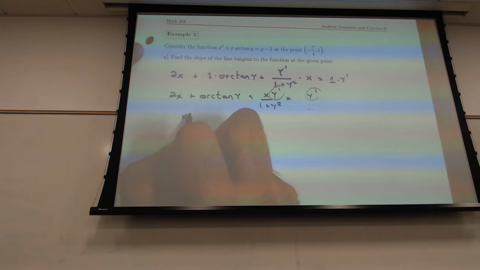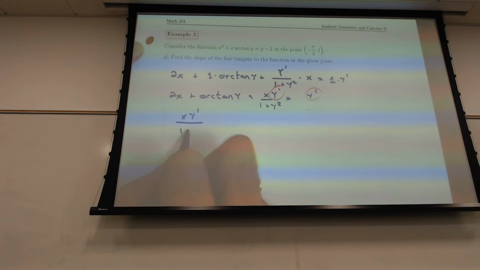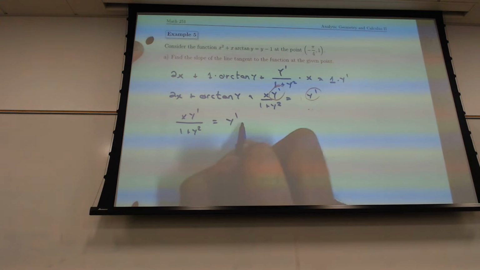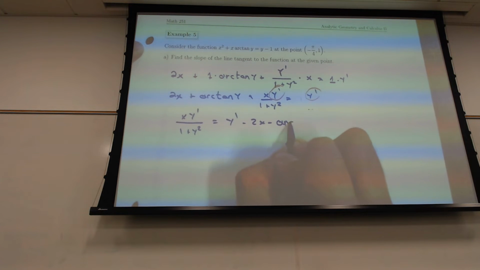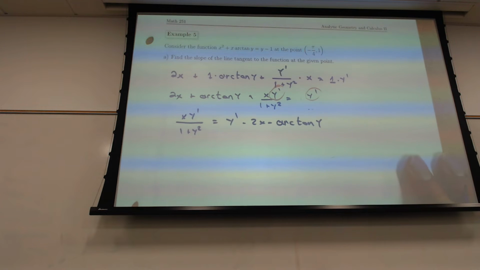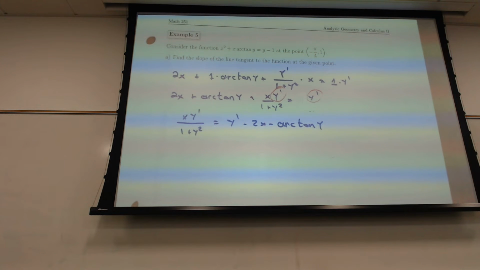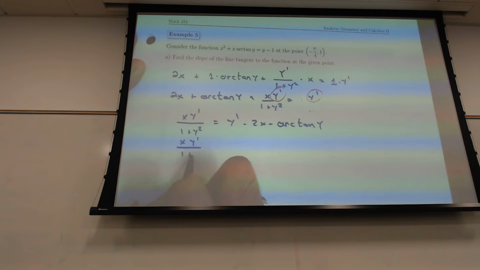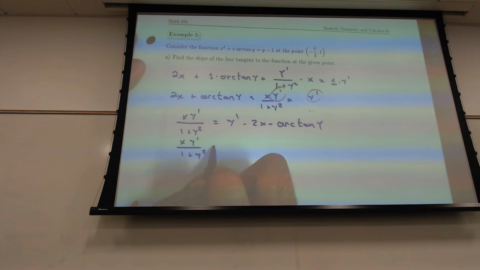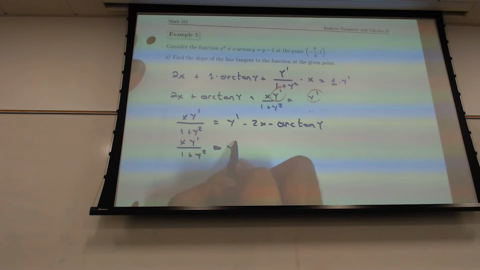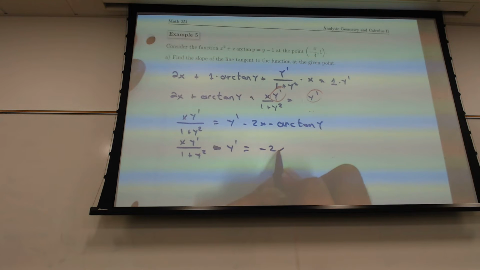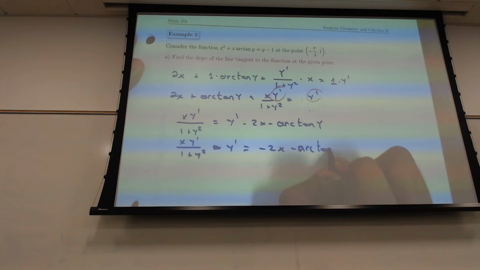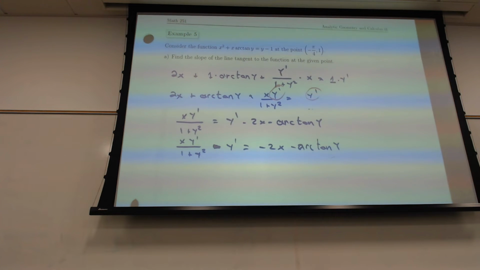So, I'm going to move these two to the left-hand side first. That's going to be x y prime over 1 plus y squared equals y prime minus 2x minus arctan y. And then I'm going to move this y prime to the left-hand side with the opposite sign. That's minus y prime equals negative 2x minus arctan y. All right?